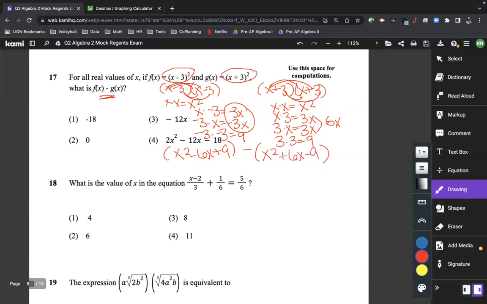Now, when you're subtracting, remember you got to distribute this negative. So what I actually get is x squared minus 6x plus 9 minus x squared minus 6x plus 9. All of these signs change because you got to distribute the negative to everything. These two cancel. So then I get negative 6x minus 6x, which is negative 12x. Then I have 9 plus 9, which is 18. Whoa, something's not right. Wait a minute.